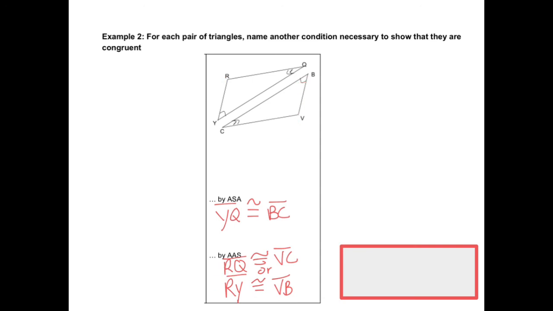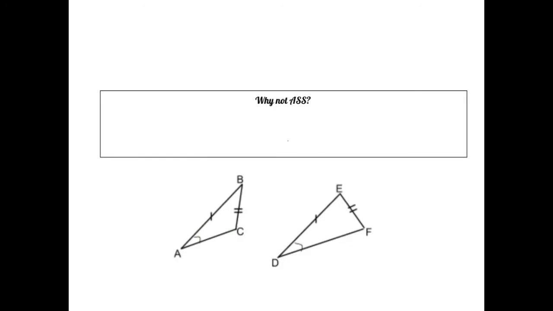You don't need both of those things to happen in order to use AAS. You just need one of them to happen. The key here is that you cannot have RQ congruent to VB because those are not the matching non-included sides. Same thing with this. You can't have VC congruent to RY because they're not the same non-included side.